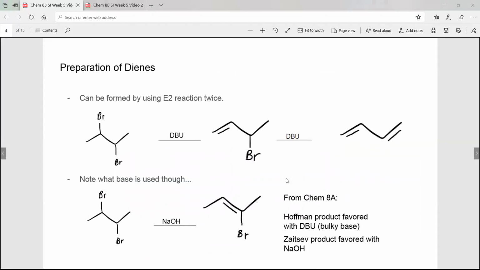Preparation of dienes. So it can be formed by using E2 reaction twice. Just note that the base we use will influence where the alkene will go. Hofmann product has the less substituted alkene and is favored with a bulky base, such as DBU. And Zaitsev product has the more substituted alkene and is generally favored. Here we use NaOH.